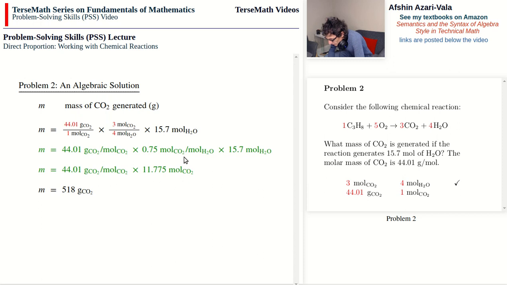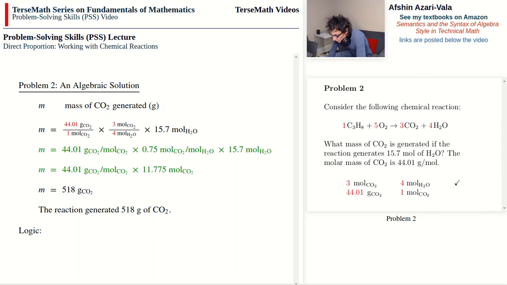You notice again that every step here follows the logic of dollars per pen times the number of pens. These two units match. And then here again, dollars per pen times the number of pens. Units match. Okay, a closing statement. The reaction generated 518 grams of CO2.